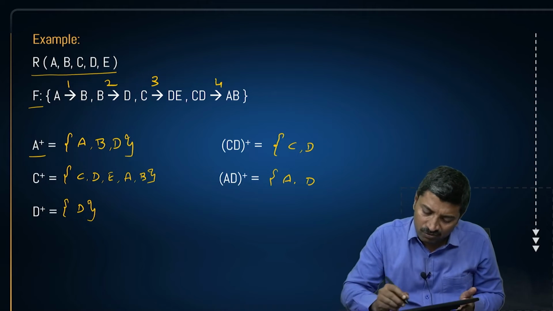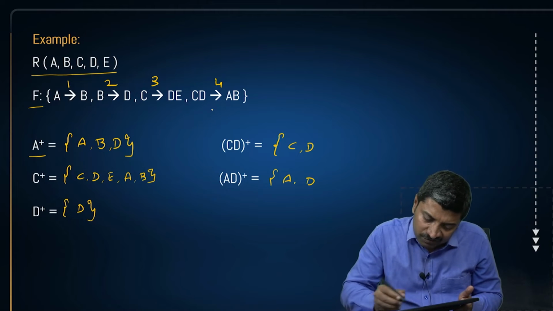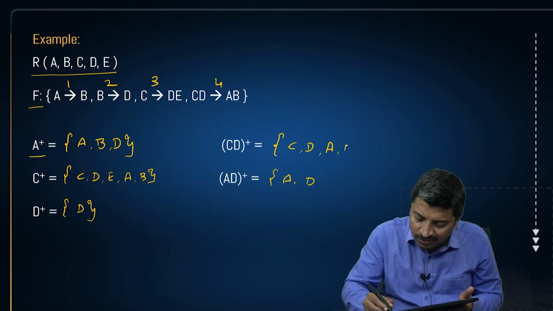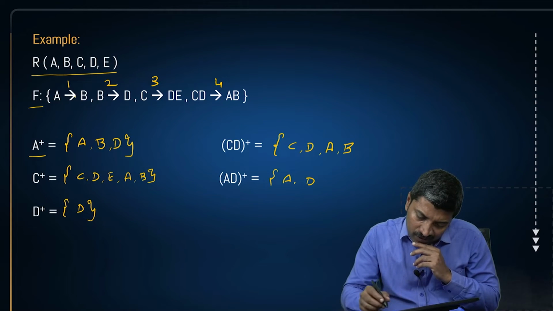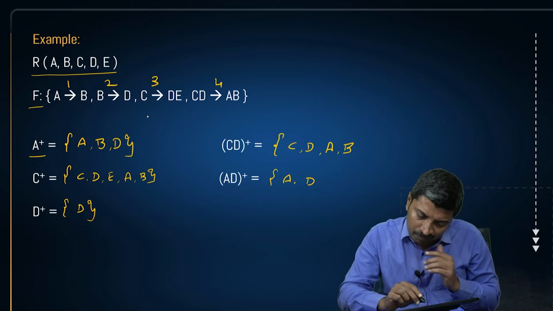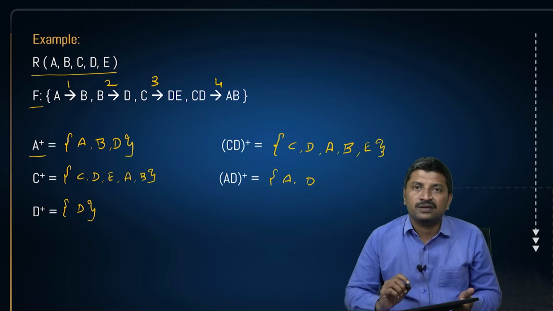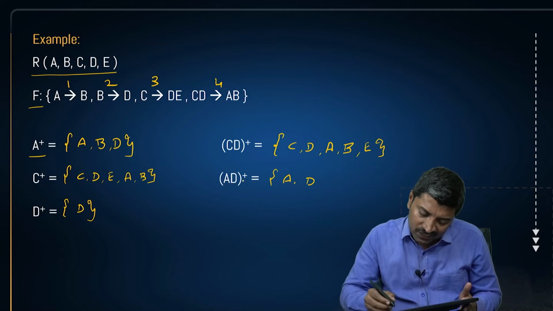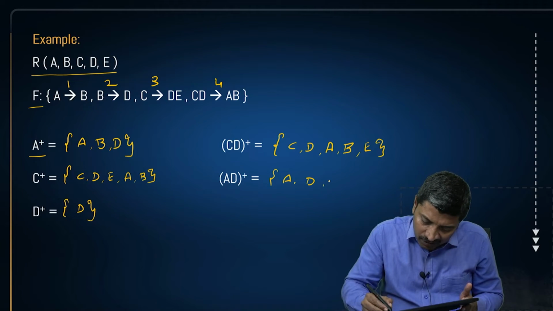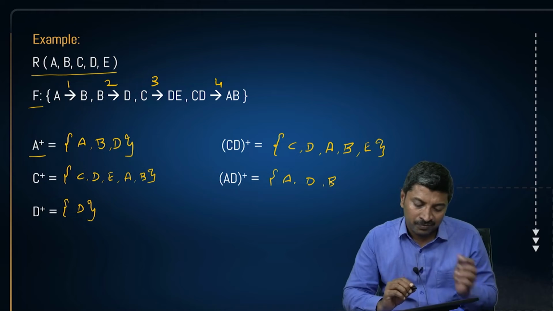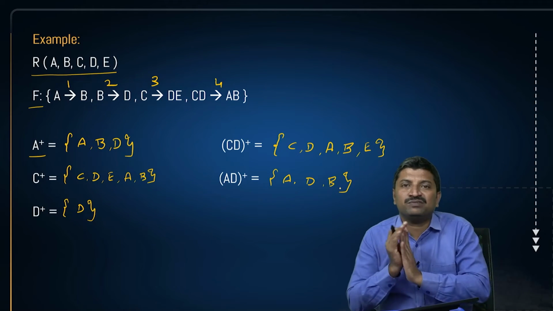Is that clear? Now what about CD plus? CD plus always contains CD. By the fourth functional dependency, we can write AB also. Anything else? A we already got, B, D. What about E? By the use of C, we can identify D and E. Is that clear? What about AD plus? With AD, I can find AD. Anything else? With A, we can find D. Sorry, with B. Anything else? No. So these are the closures of some examples.